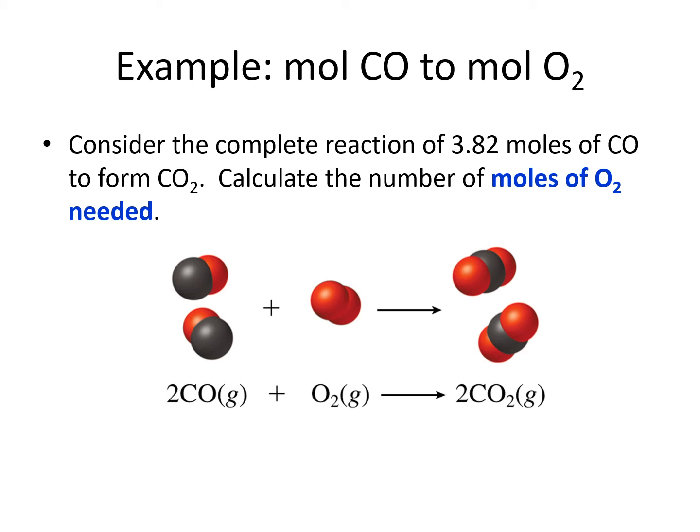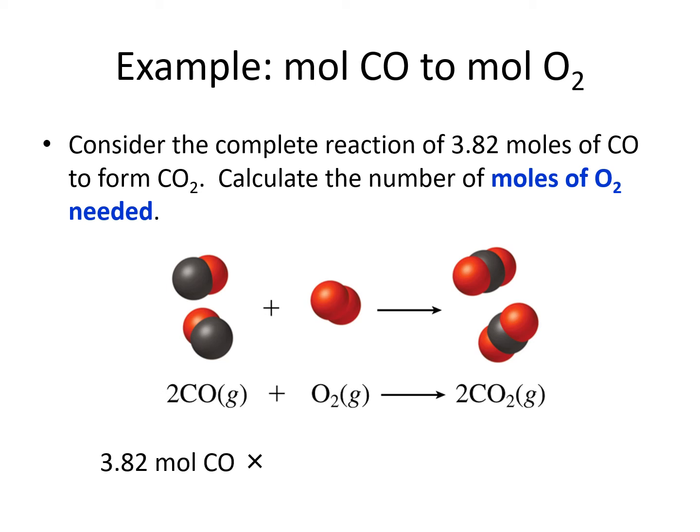Here's another example with the same equation. We're still putting in 3.82 moles of CO. This time we're trying to find how many moles of oxygen are needed to react along with that amount of CO. Now we're not going from a reactant to a product or a product to a reactant. Instead, we're going reactant to reactant. We can go from anything in the equation to anything else in the equation as long as it's balanced.